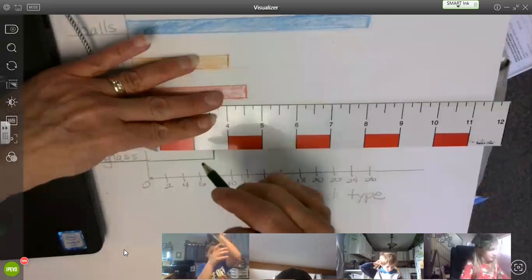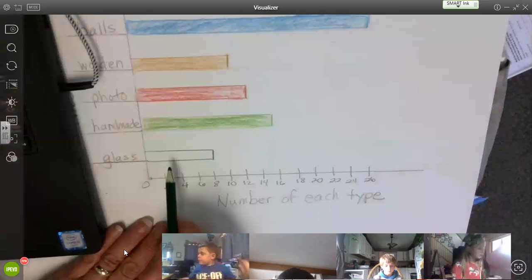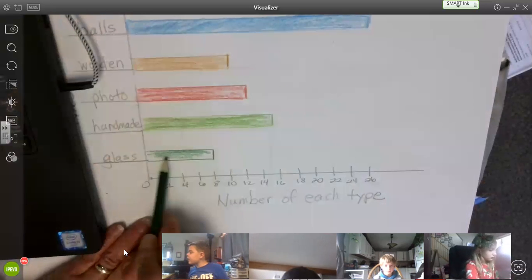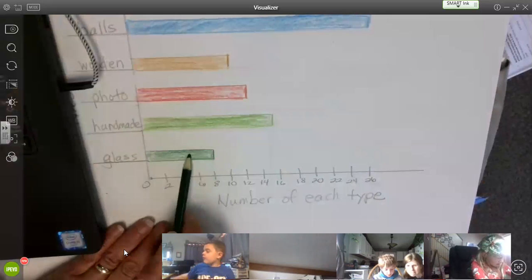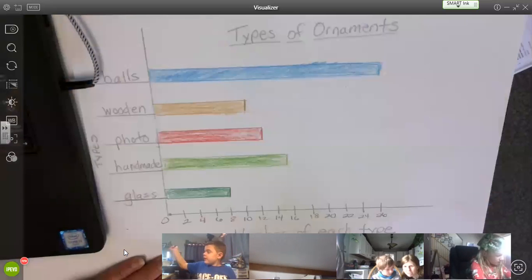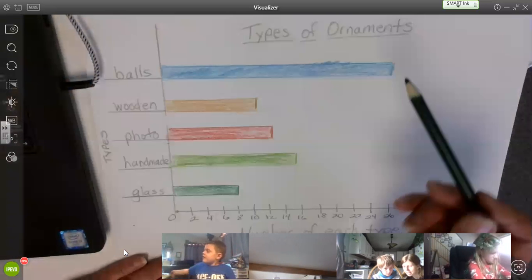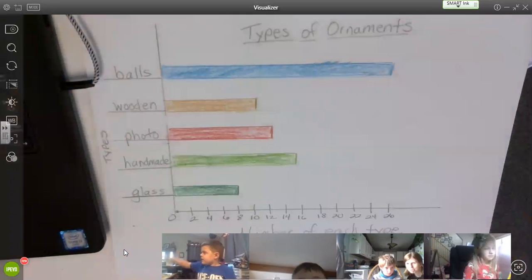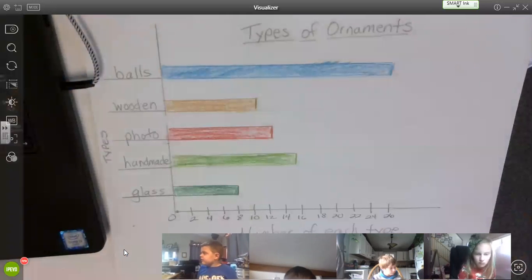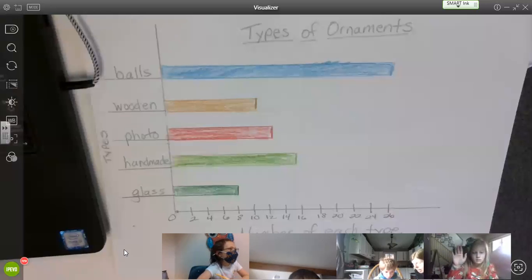And now I can see, what do you guys think? If I said, okay, I want my ornaments to be kind of balanced. I don't want so many ball ornaments. Which type of ornament do I need to buy more of? Now that we have this information, Finn, which ornament type could I buy more of? Because I don't have as much as my ball ornaments for sure.